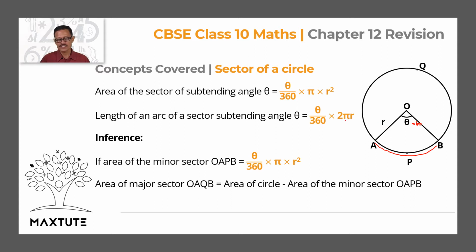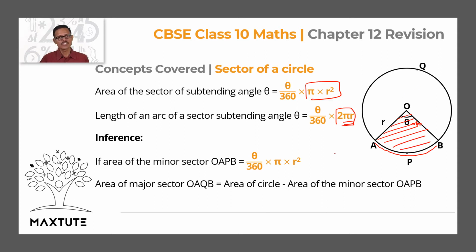The entire circumference is equal to 2 pi r. Angle in a circle is 360. This sector subtends only an angle of theta. So length of this arc is equal to theta by 360 into 2 pi r. Area of the sector is theta by 360 into the area of the circle, which is pi r square. Length of the arc is theta by 360 into the formula for the circumference of the circle, which is 2 pi r. The area of the sector has been computed, let's say this part, then this is a minor sector.